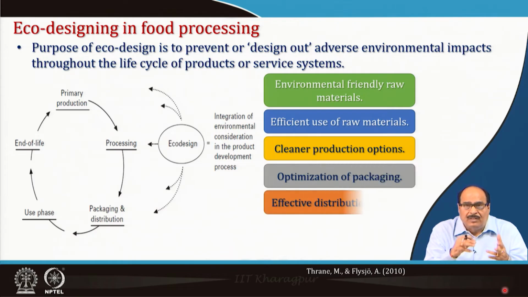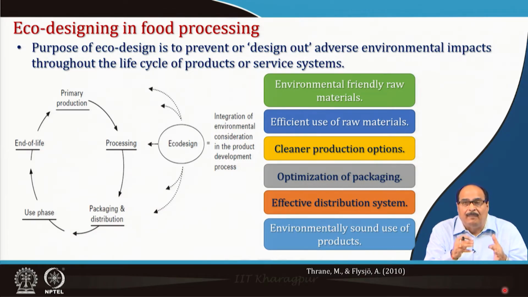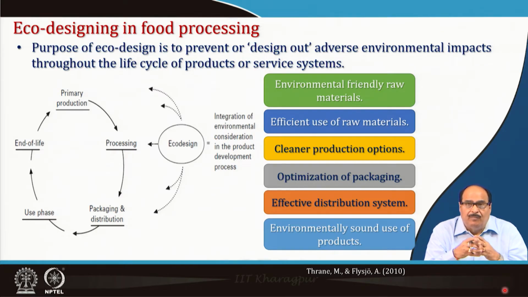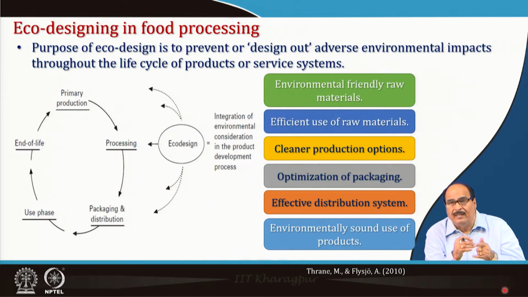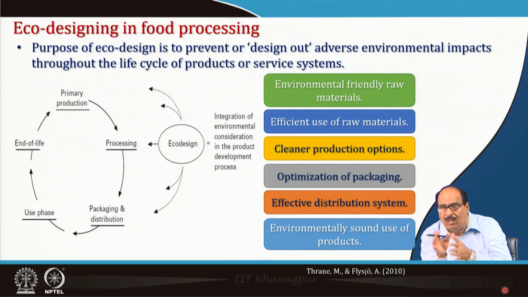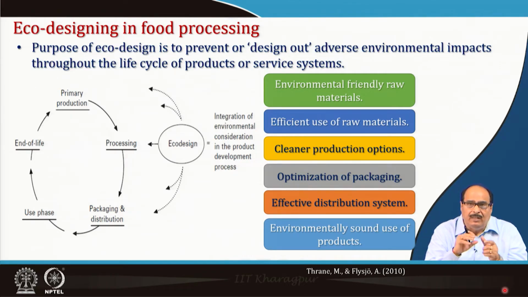That is how it is done: use of environment friendly raw materials, efficient use of raw materials, cleaner production options, optimization of packaging, having proper packaging conditions so that minimum waste or no waste is generated, then an effective distribution system and then environmentally sound use of products, process, technology etc. So, an end to end holistic approach should be used to make sure that in the production, in the processing, in the consumption, in the utilization, whatever we are doing should be an environment friendly process.